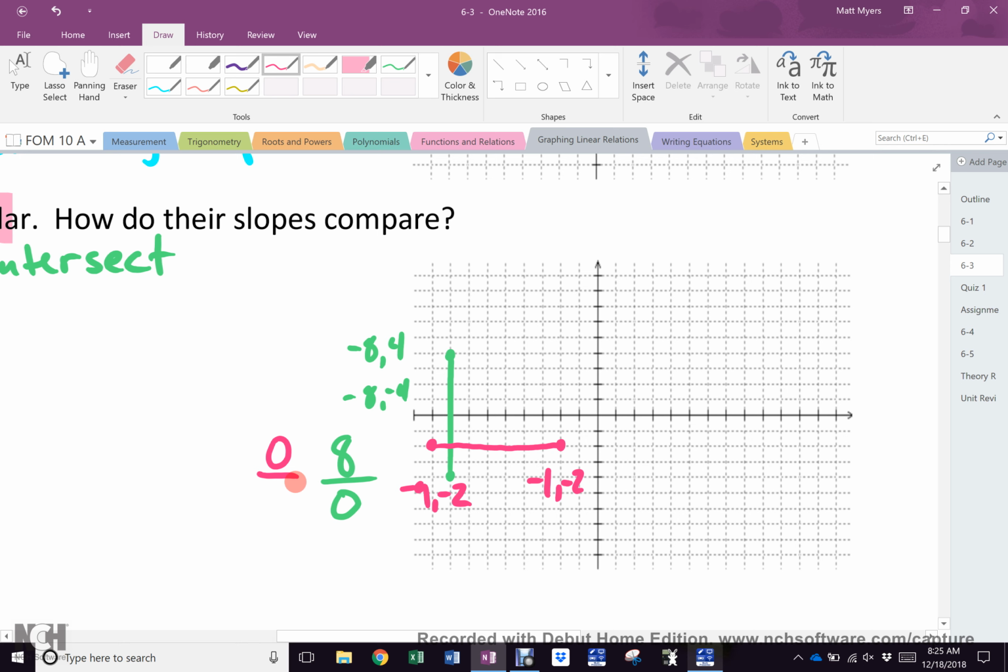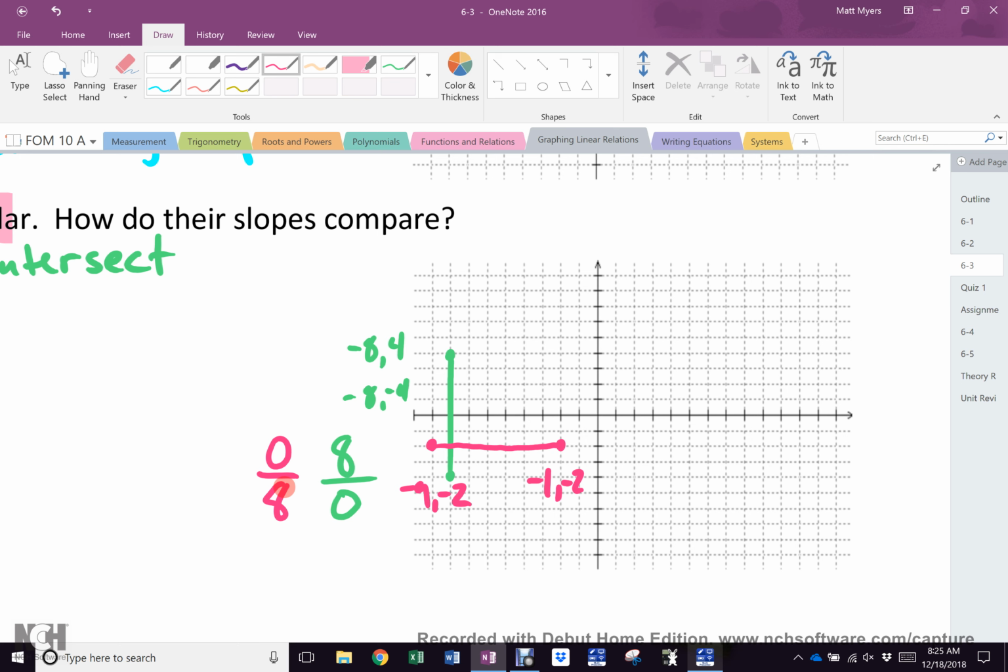0 over what? 8. What do you see? Not opposite. Reciprocal. Everybody cool? Everyone agree?